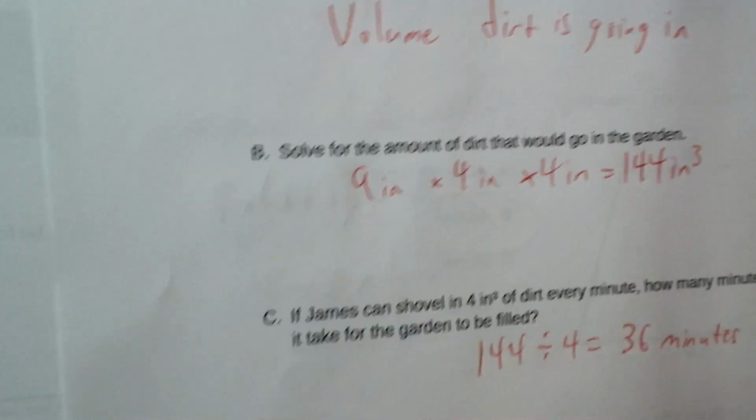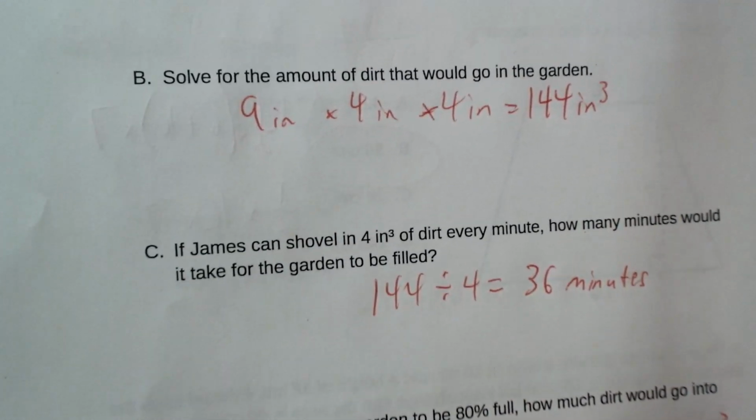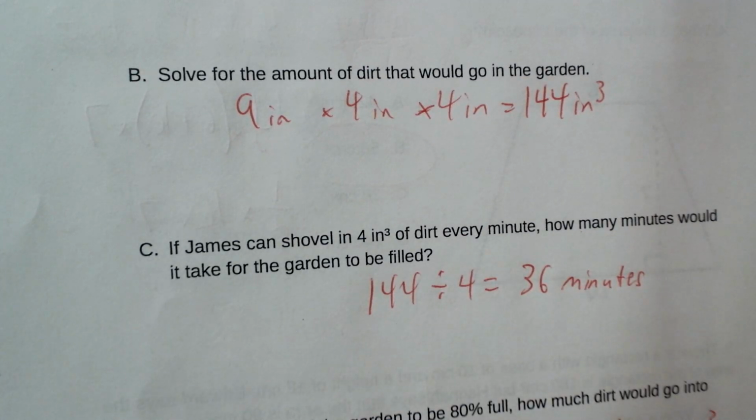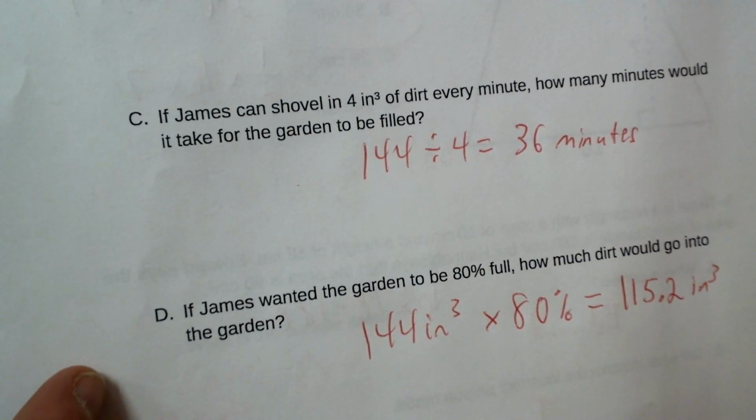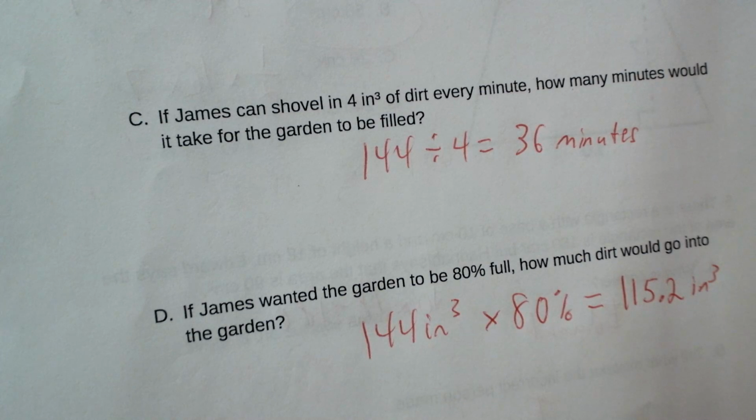Now the next one here, the question is, if James can shovel in 4 inches cubed of dirt every minute, how many minutes would it take for the garden to be filled? Well, you just take 144, your total, divided by those 4 inches cubed, and it's 36 minutes. And lastly, if James wants the garden to be 80% full, all you have to do is take the total, if it was full, 144 inches cubed, times it by 80%, and you get your total of 115.2 inches cubed.